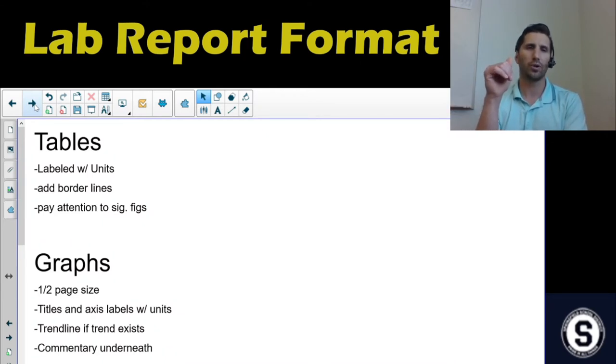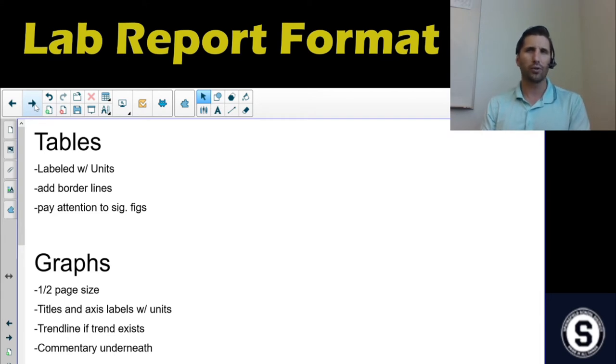We're going to add border lines to our data. When we go to copy it into the lab report, we'll add those lines in just to make it nice and neat. And we're going to pay attention to significant figures. We want to make sure that Google Sheets does not truncate the numbers and chop off zeros that are significant and things like that. We talked about in a previous video how to make sure that that was the case.